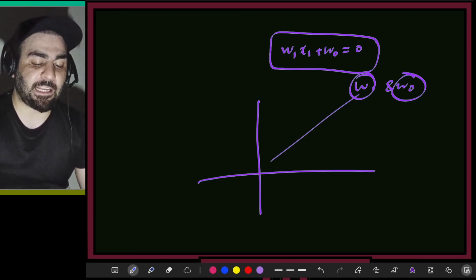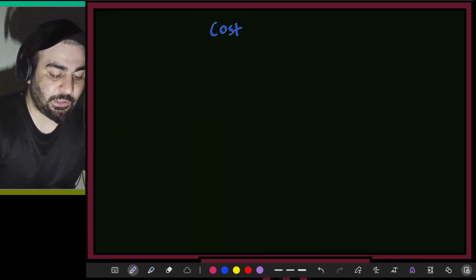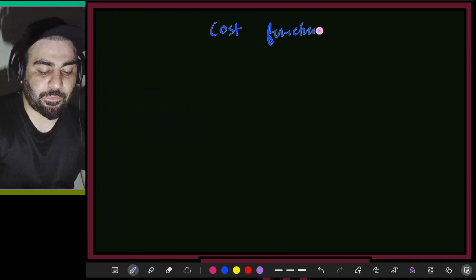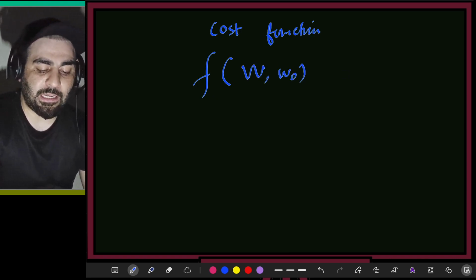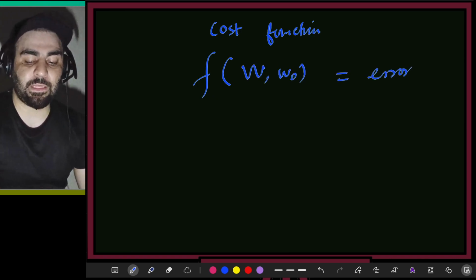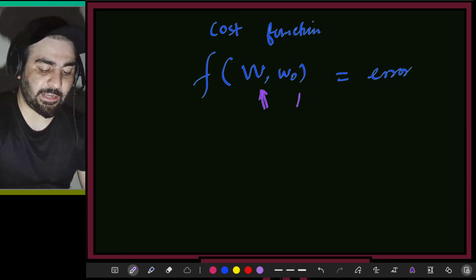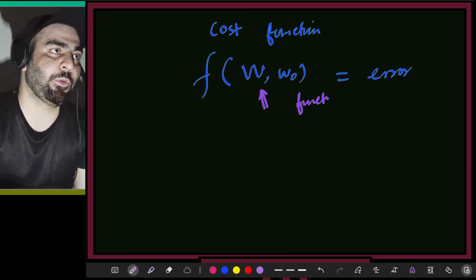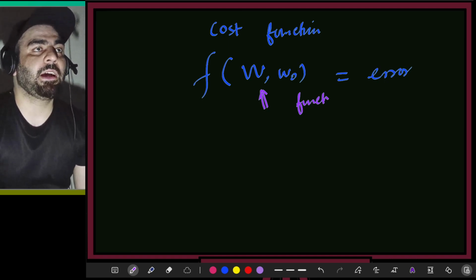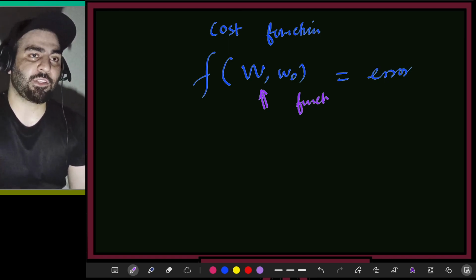The second function I said is called the cost function. So what is that cost function? That cost function will basically take the values, the big W and the small w, and it will give you an error. This again is a function, called the cost function. So now what will this function help you in? This function will help you in deciding which line is better.